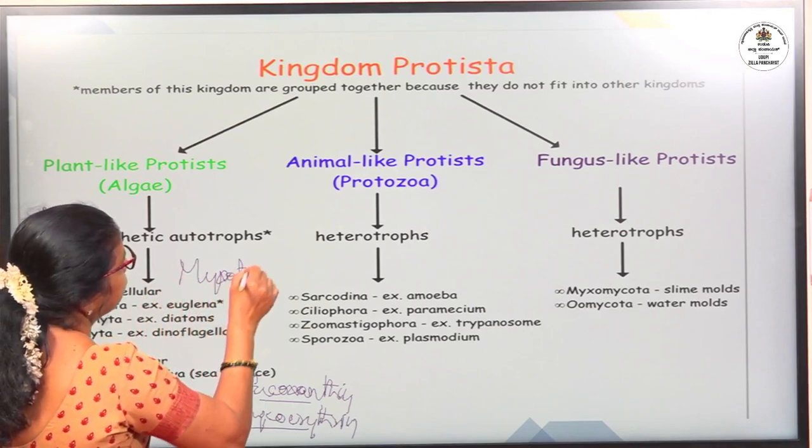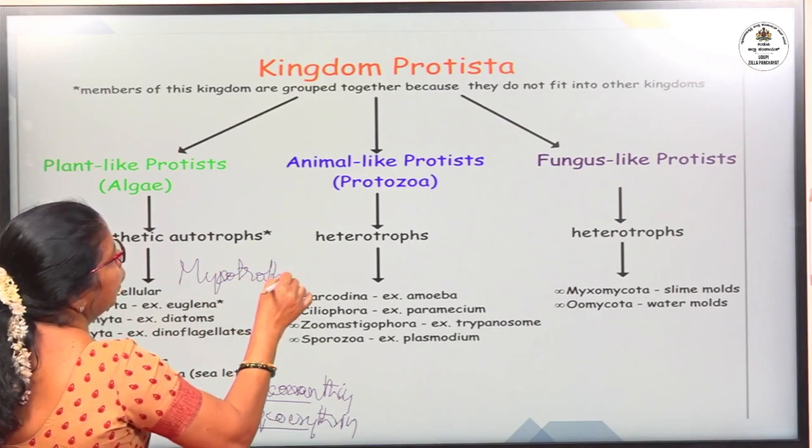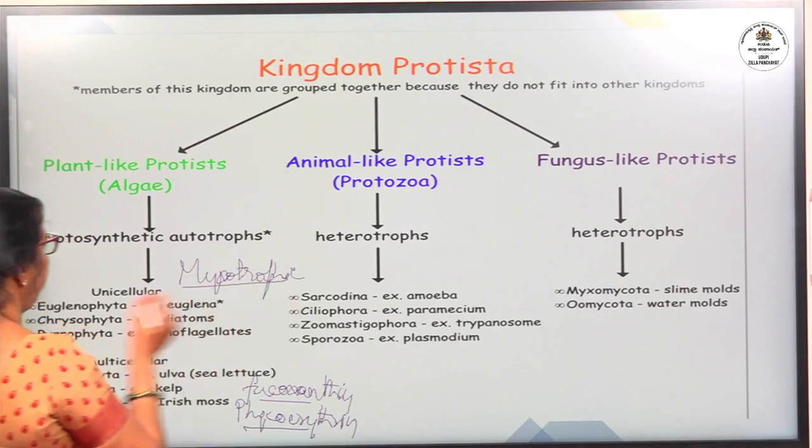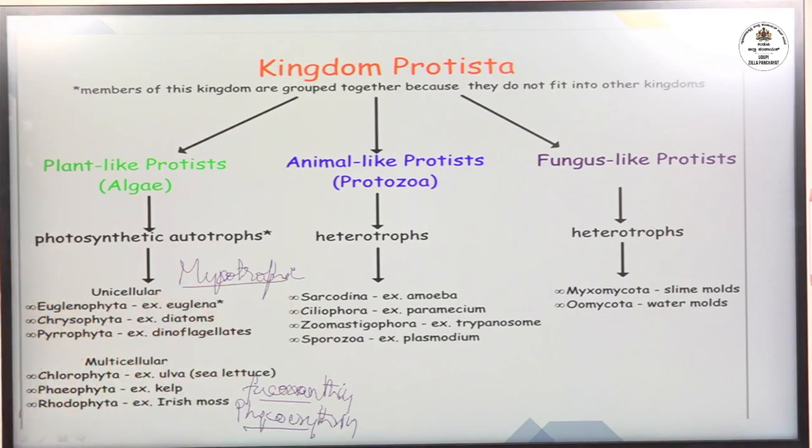Mixotrophic: in the daytime they are autotrophic, they are capable of producing food, but during night they are incapable of preparation of food. Instead they go for animal like mode of nutrition, that is holozoic. So that is said to be mixotrophic mode of nutrition, that is euglenophyta.